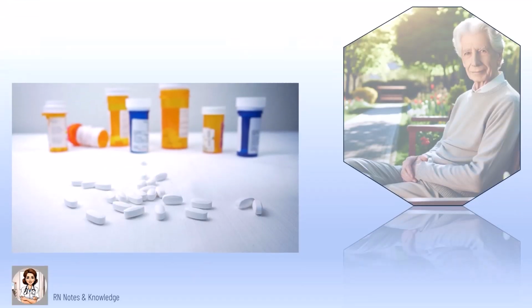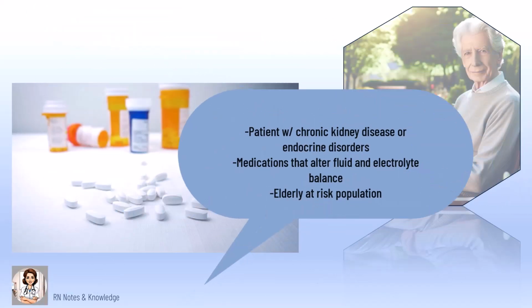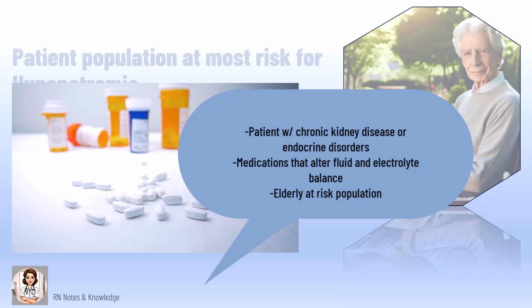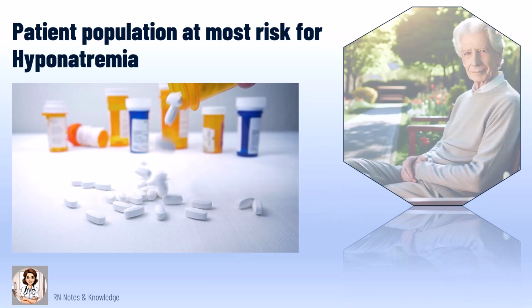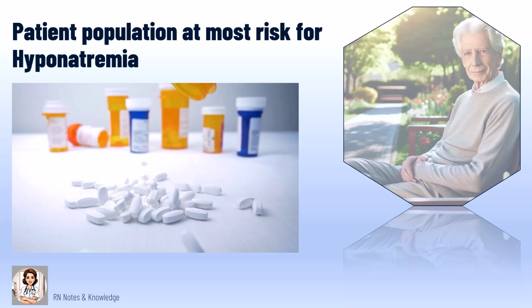Imbalances can become severe, and it's important to know that certain patient populations are at a greater risk for developing electrolyte imbalances. People at the greatest risk for severe imbalance are older patients, or patients with chronic kidney disease or endocrine disorders, and patients who are taking medications that alter fluid and electrolyte balance. Older adults are at risk for electrolyte imbalances as a result of age-related organ changes, and they're more likely to be taking medications that affect fluid and electrolyte balance overall.